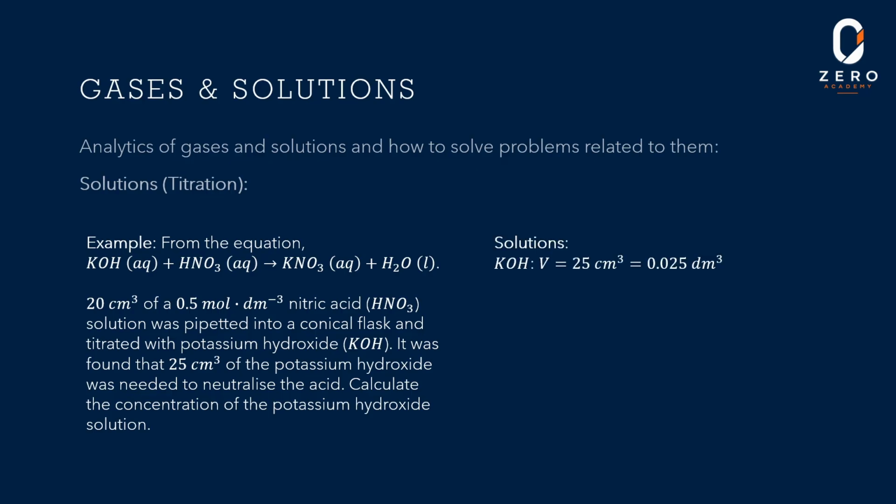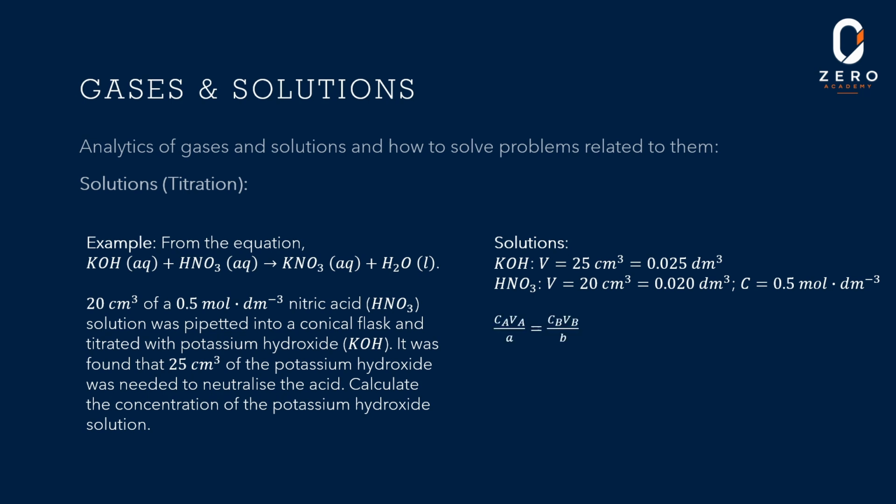First, for KOH, we have a volume of 25 cm³, and we convert that to SI units, dm³, by dividing by 1000 to give us a volume of 0.025 dm³. And now we're going to analyze HNO3. We have a volume of 20 cm³, which we divided by 1000 to get a volume of 0.020 dm³ and a concentration of 0.5 mole per dm³.